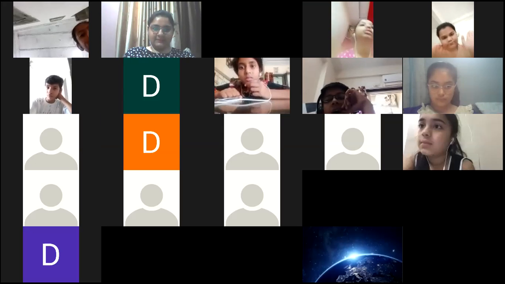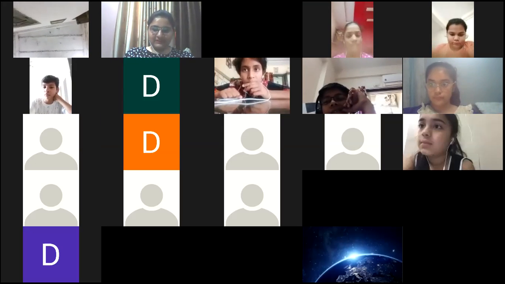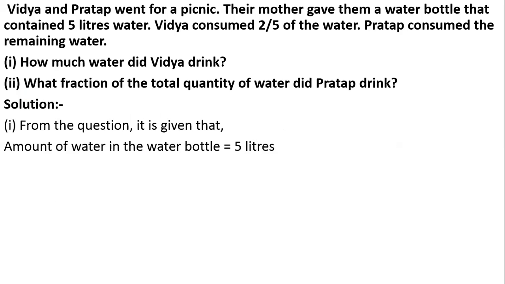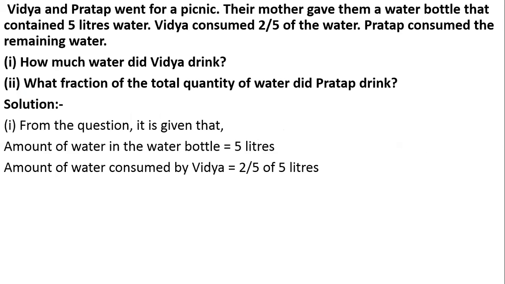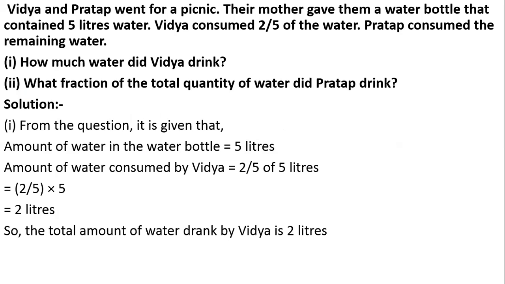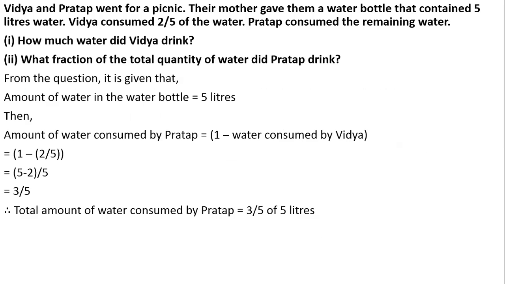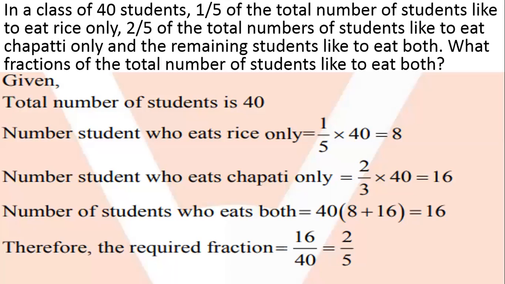Okay. Let's get back. What we'll write from the question, it is given that the amount of water is 5 liters. See children, it's word problems. You'll have to write the statements, okay? Amount of water 5 liters, consumed by Vidya 2 by 5 of 5 liters. Of means multiplication, that is 2 liters. So the total amount of water drank by Vidya is 2 liters. Pratap drank 3 by 5. Okay, 3 by 5 of 5 means 3 multiplied by 5 and total would be 3 liters.